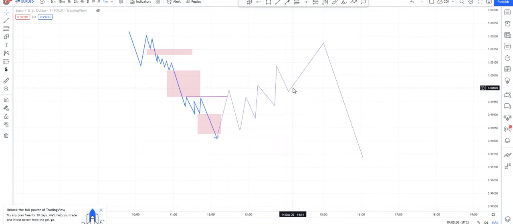So let me give you something to note now. You only focus on the imbalance that is the most recent one. So don't focus on the old ones. Only focus on the old ones when you have a break of structure to the upside.